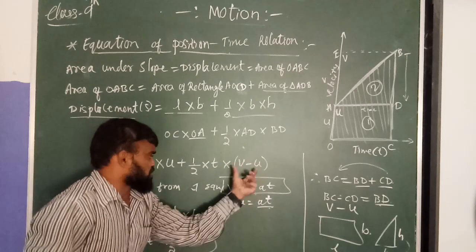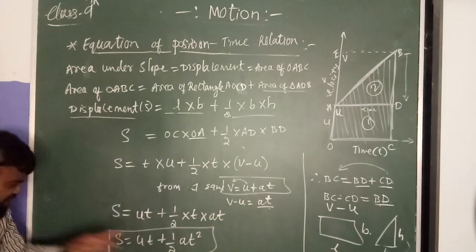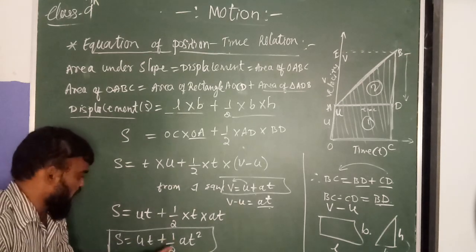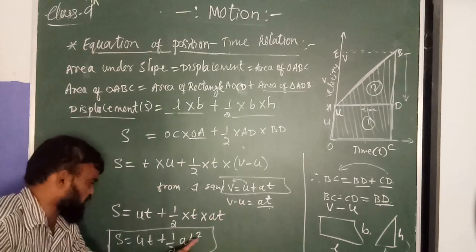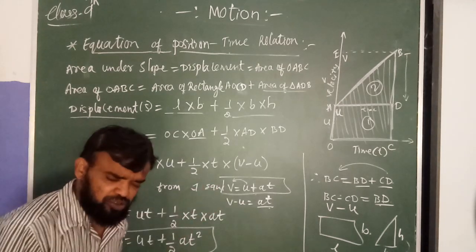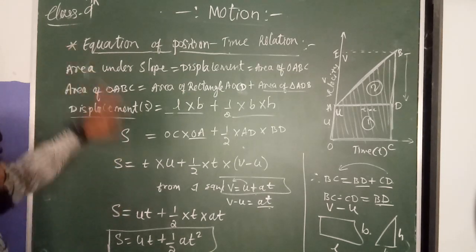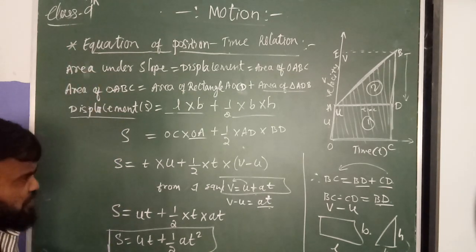V minus U, I will replace that with 80. Right? S is equal to UT plus half into 80 into T, that is 80 T squared. This is the second equation we have solved. First one we have solved: V is equal to U plus 80, and S is equal to UT plus half 80 T squared. This is the second equation represented graphically.